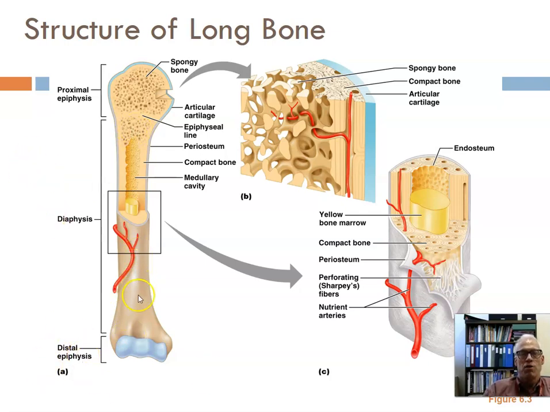Diaphysis is the name that you should use forever after for the shaft of the bone. And in adults, the diaphysis is hollow. There's a cavity in there called the medullary cavity, back to that same terminology to describe the inner part of some anatomical structure, and it's filled with yellow bone marrow, which is just fat, adipose tissue.